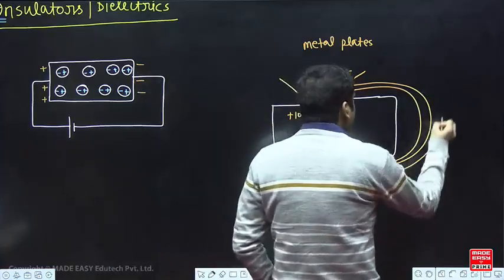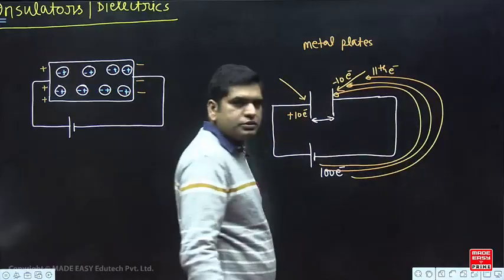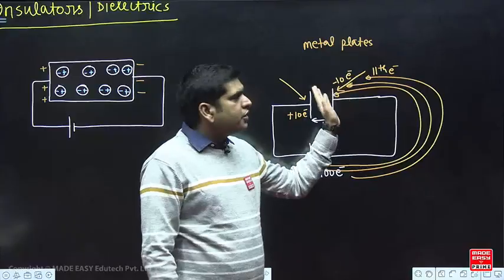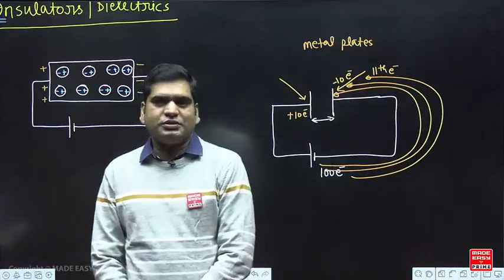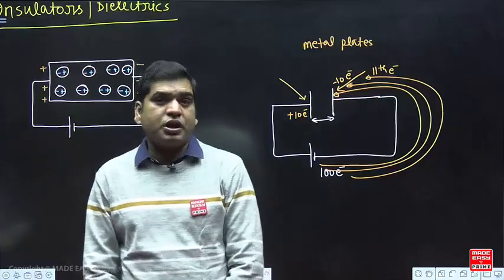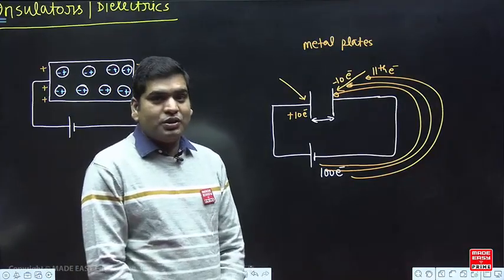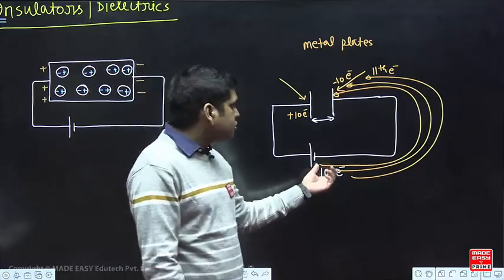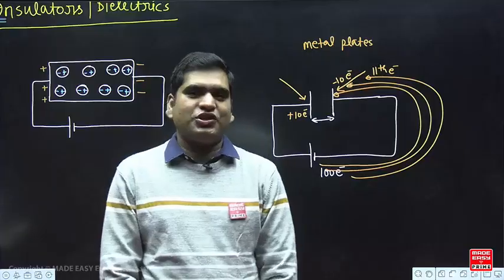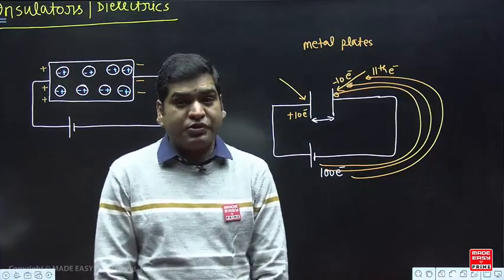Suppose the 11th electron goes here. The already reached 10 electrons will repel the 11th electron. This will not be able to reach the plate, and if this electron is not able to reach the plate, it will not get stored. What I want to tell you is, we wanted to store 100 electrons, but we could store only 10 electrons. It means the capacity of the device is not very good as per our expectation.